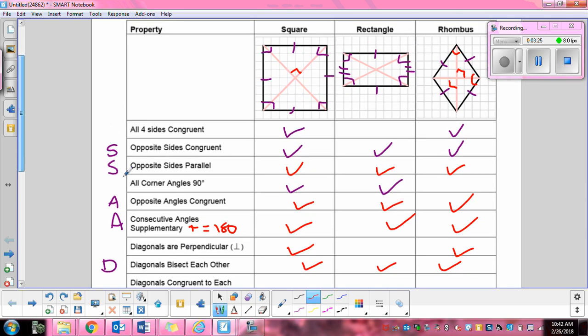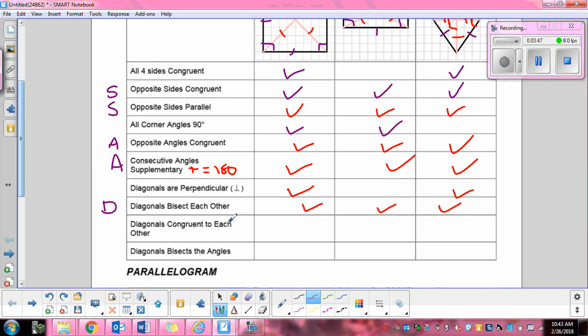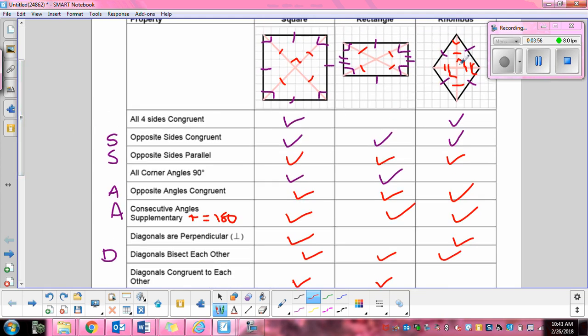Okay, so bisecting each other means that this part of the diagonal is equal to this part of the diagonal, and this part of the diagonal is equal to this part of the diagonal because they're bisected. They cut each other in half equally. So this one is equal to this one, and this one is equal to this one. Diagonals are congruent to each other only in a square and a rectangle. It is not true in a rhombus. You can kind of tell that this diagonal is a lot longer than this short diagonal.